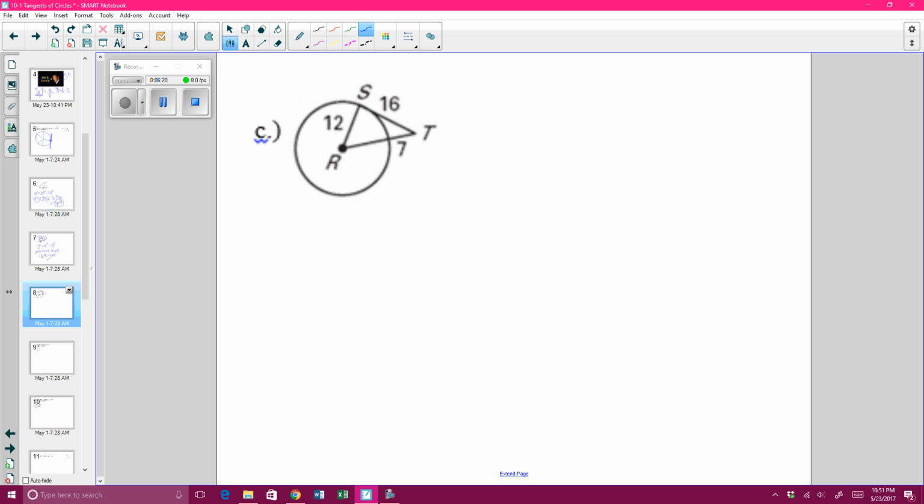Last one, same concept. So take that 12, swing it around. And then let's go ahead and see if this works in the Pythagorean theorem.